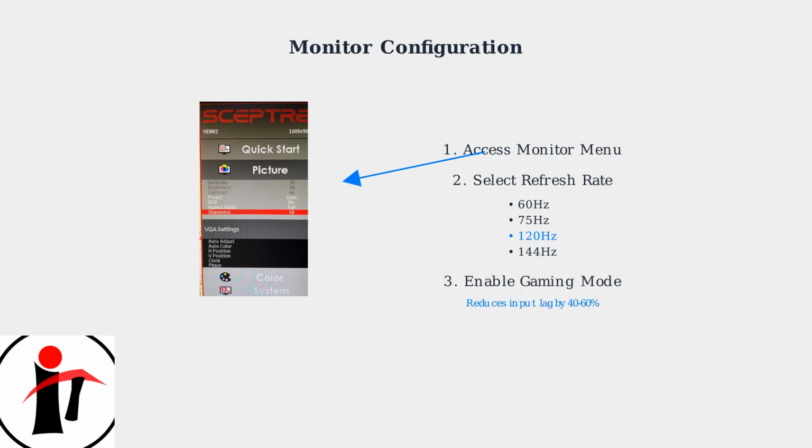Enable gaming mode to reduce input lag and optimize response time. This setting is crucial for competitive gaming performance. Now we'll configure the PlayStation 5 console settings to work optimally with your Sceptre monitor.